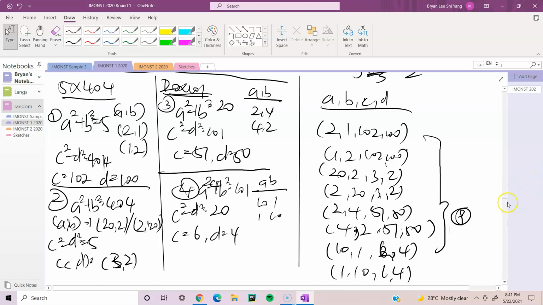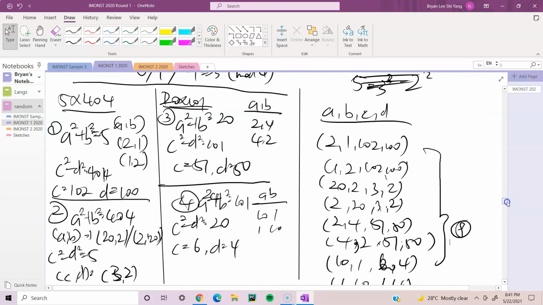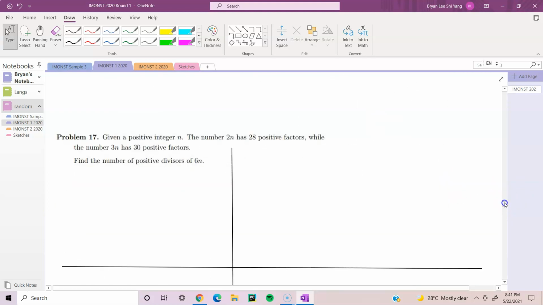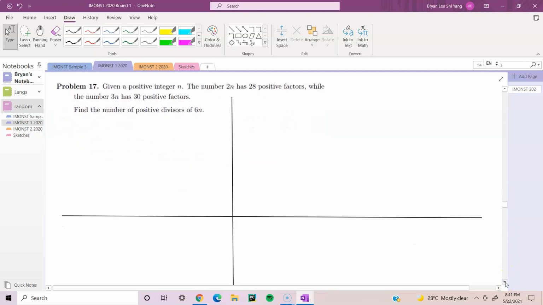So the answer to question 16 as shown here would be 8, okay? Now let's move on to problem 17. This one's a bit tricky because I might take a longer time to explain, but now let's read the question. Given a positive integer n, the number 2n has 28 positive factors, while the number 3n has 30 positive factors. Find the number of positive divisors of 6n.